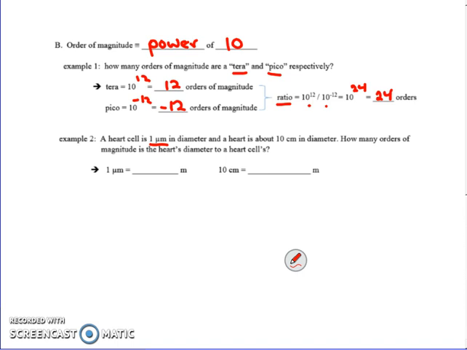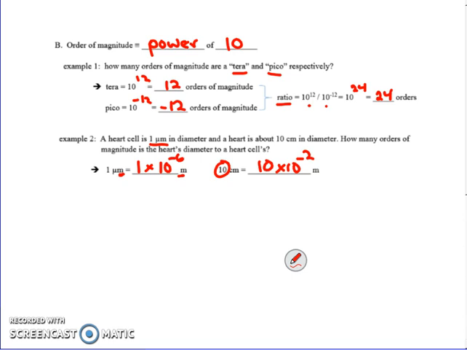Okay, so we just need to make sure we understand what the prefixes mean. So we have 1 micro meter. If you look it up, micro means 10 to the negative 6, and we retain the meters, because that's our base unit. 10 centimeters, well, we should know what centi is, but if you don't remember, it's in your references. So it's 10, because I have this number, 10, times 10 to the negative 2 meters, since centi means 10 to the negative 2.